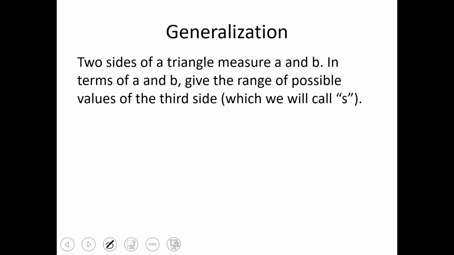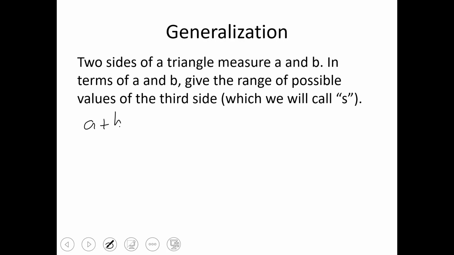So let's say that we have two given side lengths A and B. Okay, those are just stand-ins. They represent particular values. And then we wish to find out the range of possible values for the third side S in terms of A and B. Well, we can do the kind of work that we did before.